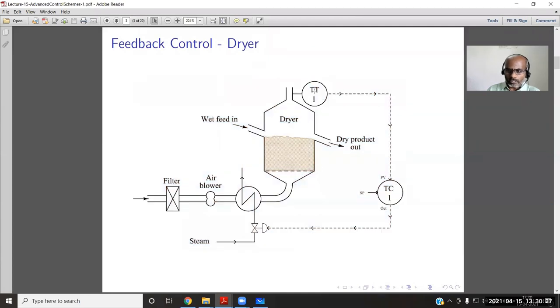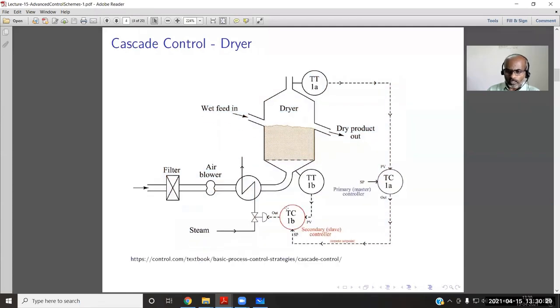Okay, in addition to TT1, we have 1 more temperature measurement and 1 more controller. This is the inner loop. For this inner controller, the set point is given by the master controller. So master or primary, and inner or secondary, or even slave controller.